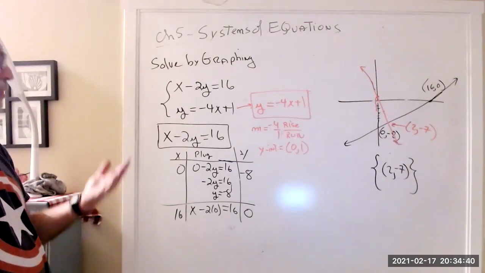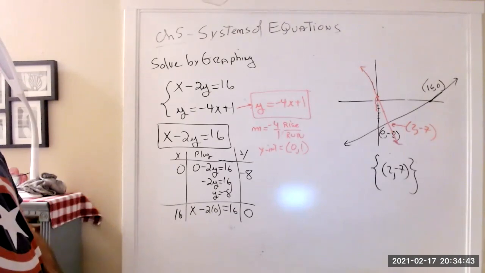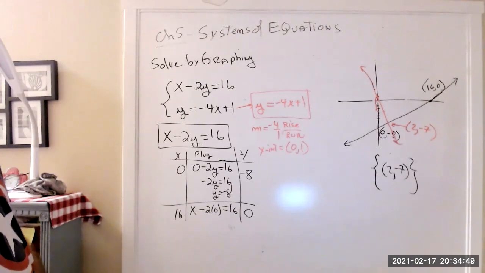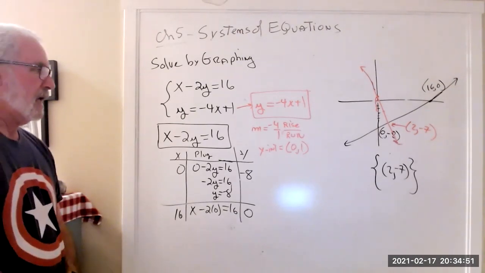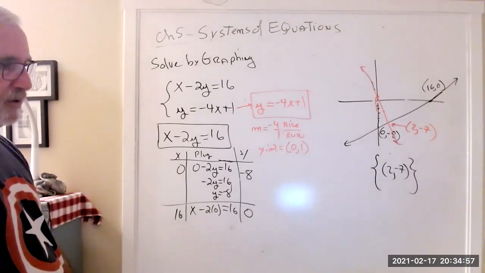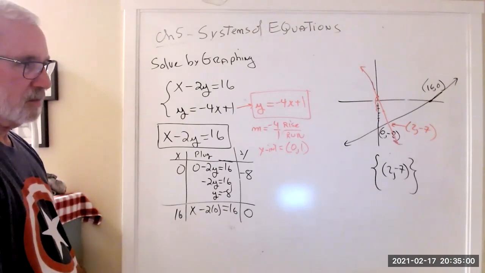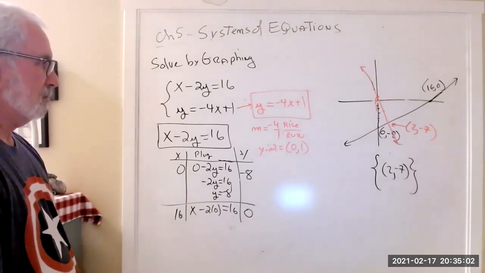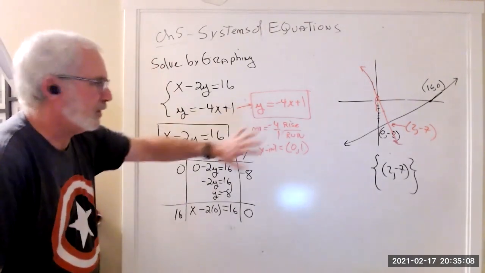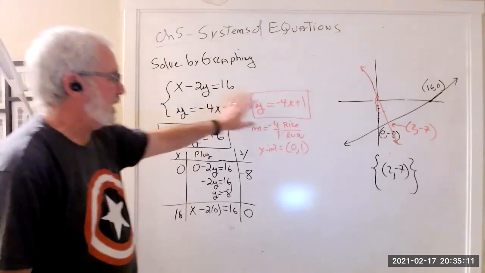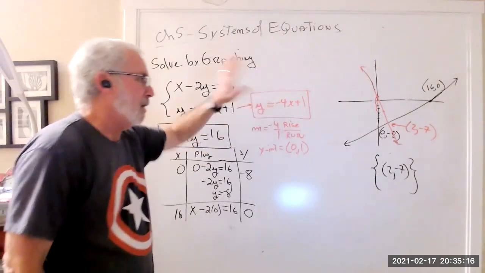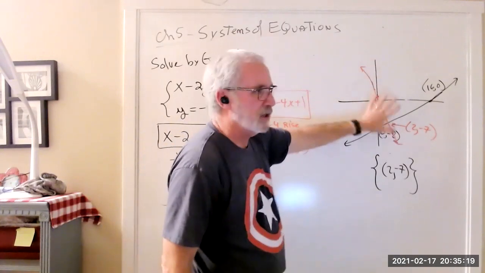Okay, that's an example of solving by graphing. Again, I can't stress enough, I don't care what methods you use to graph as long as you graph them. So if you like the table method for everything, then go ahead and use the table method for everything. If you like rise over run and slope and all that other kind of stuff on everything, then go ahead and do it. But I expect to see these graphs.